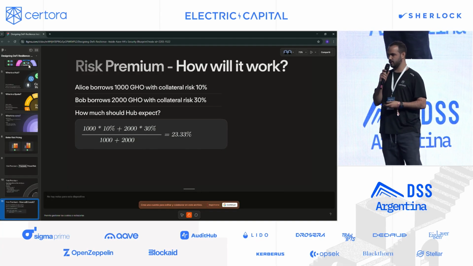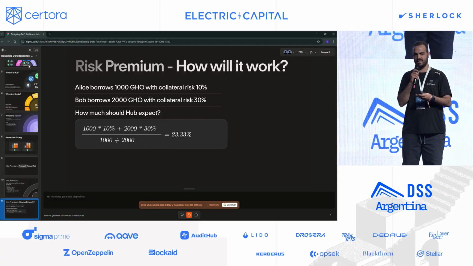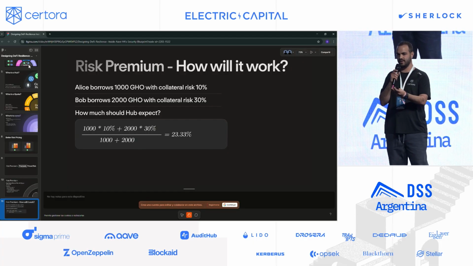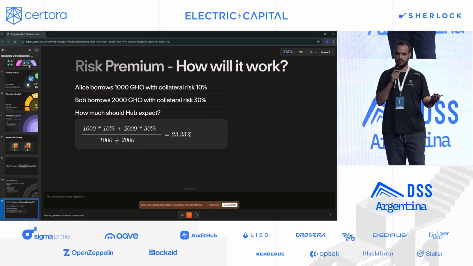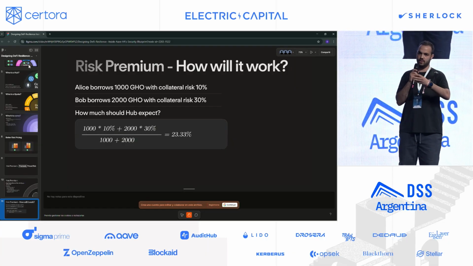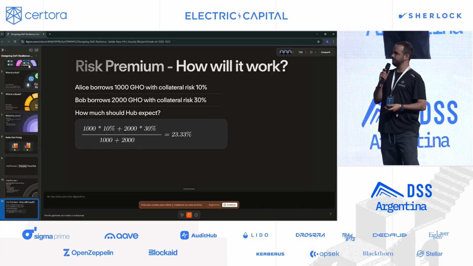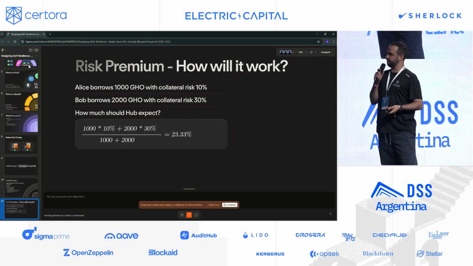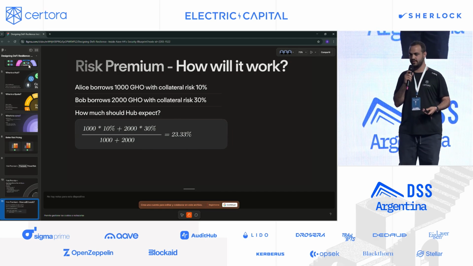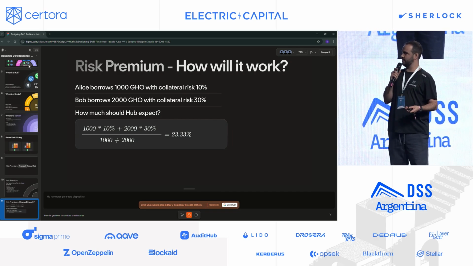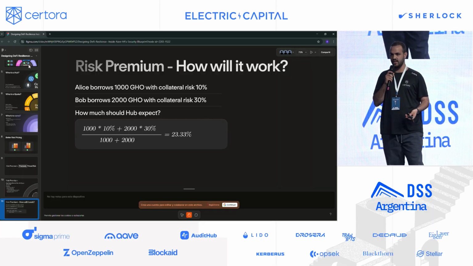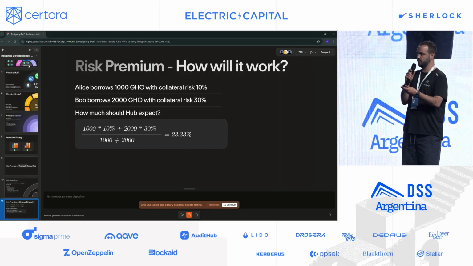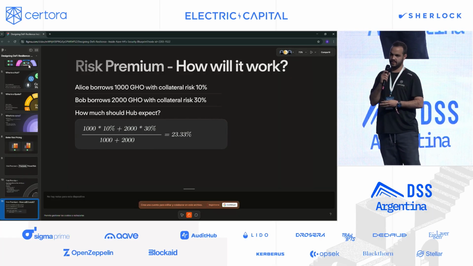So let's see how it works for a couple of users, because at the end we need the hub to be able to extrapolate the total amount that a user owes to the hub, so we can determine how much he owes to the LPs. Let's say Alice has 1,000 Go debt with 10% risk, and Bob has 2,000 Go debt with 30% risk. We need to calculate the weighted average of those two users, because they are the total users in this example.